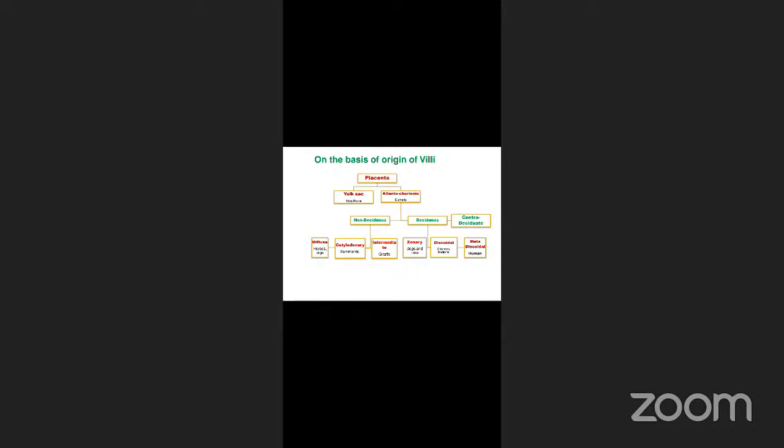The diffuse type of placenta is seen in horses and pigs. Cotyledonary is seen in ruminants. Ruminants are nothing but cows, sheep, deer, all these. Then intermediate is seen in giraffe. And in the zonary, you have dogs and cats; discoidal, rodents and primates; and metadiscoidal, humans.